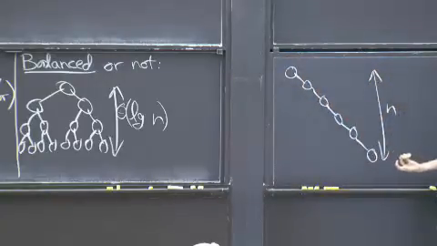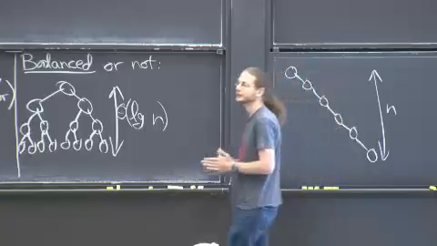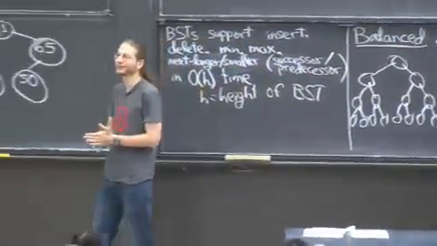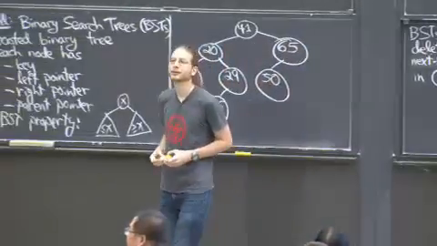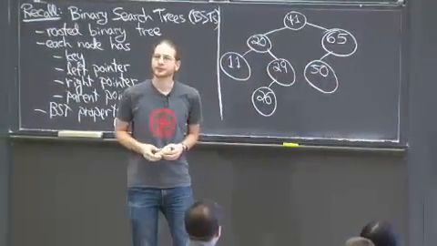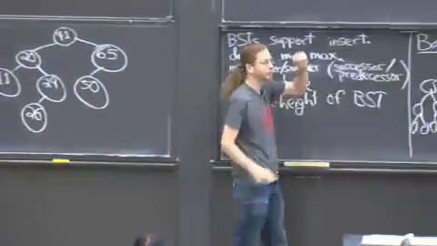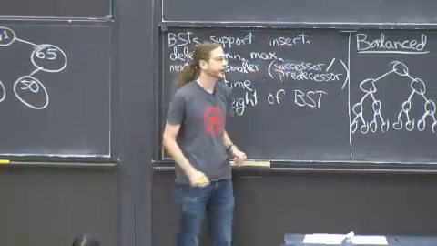What's the definition of height? That's actually what I was looking for. This should be 6.042 material, so yeah. The length of the longest path. Yeah, length of the longest path always going down. So the length of the longest path from the root to some leaf is right.